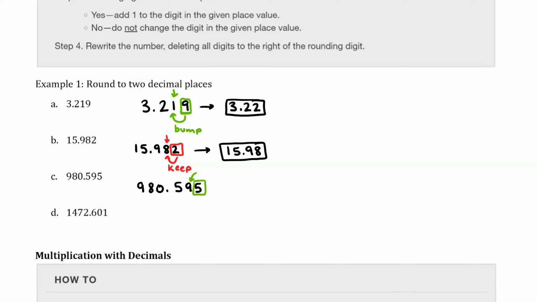Maybe a moot point. So I look to the right. The number to the right is a 5. 5 or bigger, you bump. So we're going to bump it. So this will become 980.60. Okay, let's try one more.